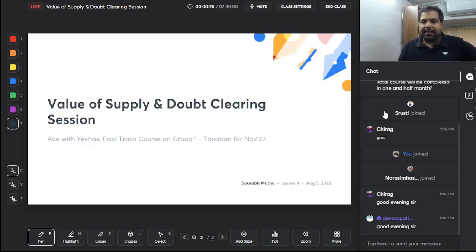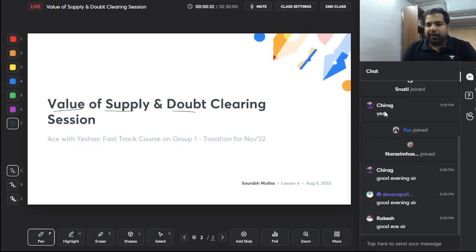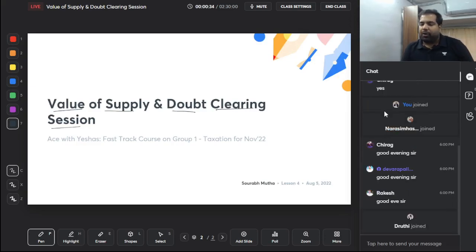What are we doing in this session, guys? Value of supply has already been done. We are definitely clearing every doubt. So every doubt that you have, you can put it up here. We can definitely discuss doubts right now. Every third session will be a dedicated doubt solving session. Guys, if you have any doubts across GST, across CA Intertax, of course GST right now, DT later, you can definitely put it up here.